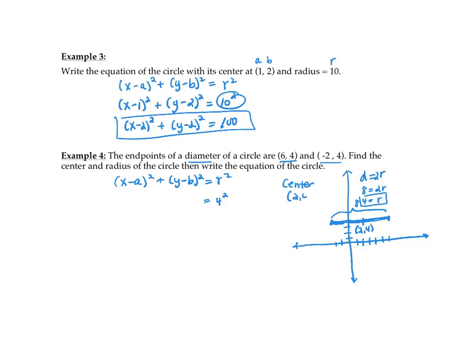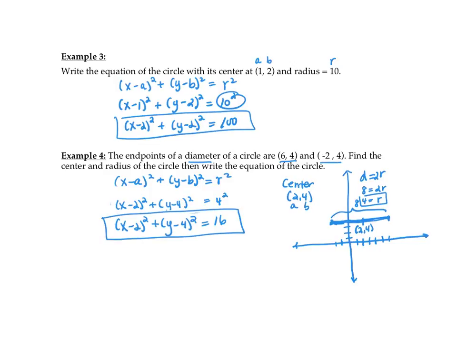So the center, being at (2, 4), now tells us our a and b values. So we want to do (x - 2)² + (y - 4)² = r². And that's our final, one last step. Almost caught myself. We have to simplify that right-hand side just a little bit. So leave the left alone, (x - 2)² + (y - 4)², and set it equal to 16. And that, my friends, is our final answer.